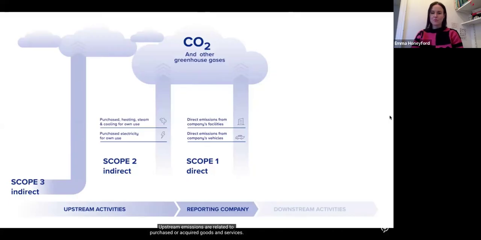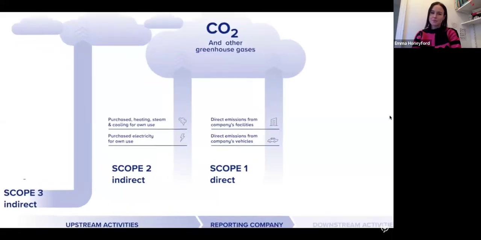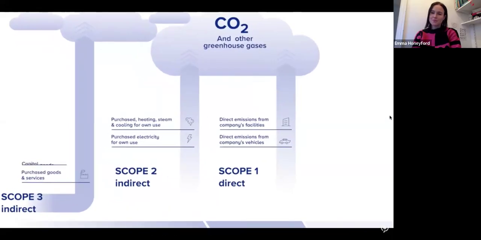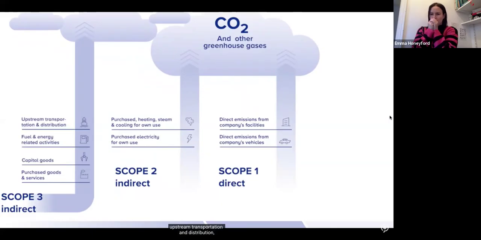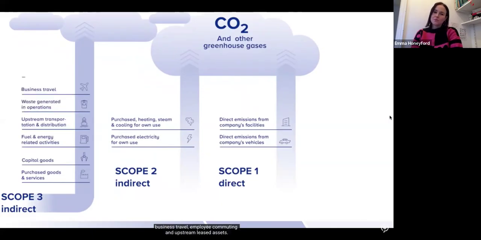Upstream emissions are related to purchased or acquired goods and services. These upstream emissions are classified in 8 categories, which are purchased goods and services, capital goods, fuel and energy related activities, upstream transportation and distribution, waste generated in operations, business travel, employee commuting, and upstream leased assets.